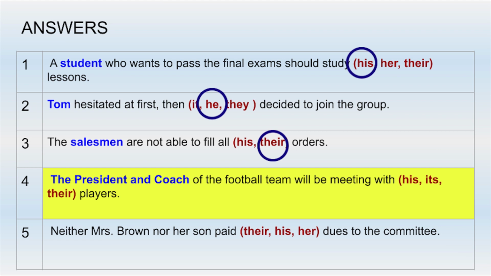We can assume this is one person holding both positions because if they were two different persons, we would have another the before coach. We would have the president and the coach. But since there is no extra the, our antecedent is really one person. So it takes a singular pronoun, his. The president and coach of the football team will be meeting with his players.